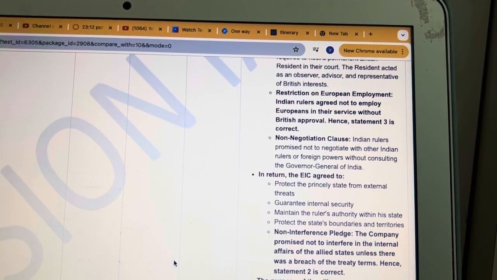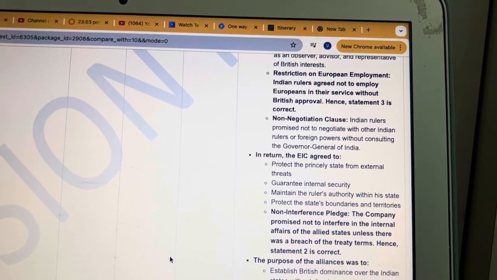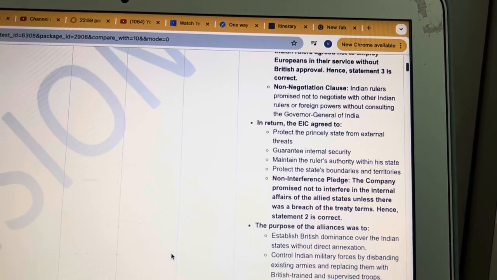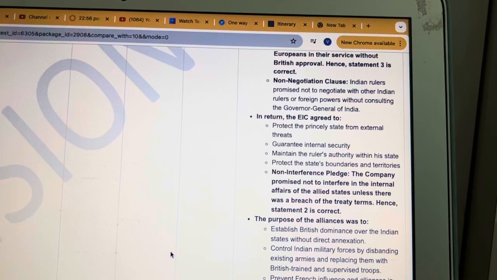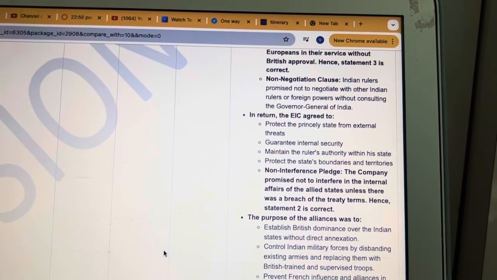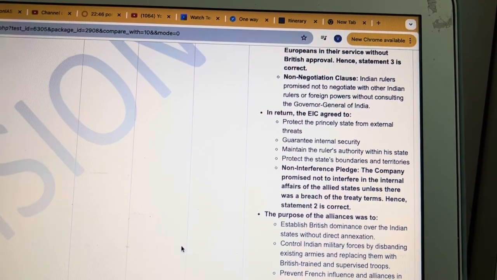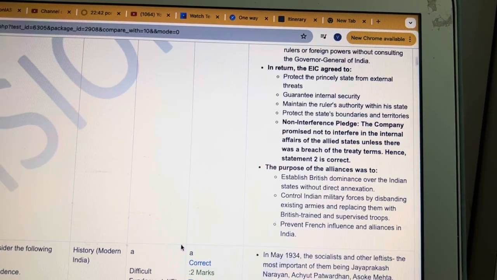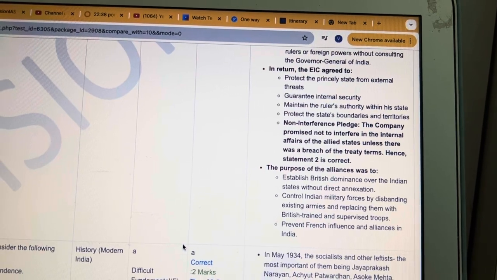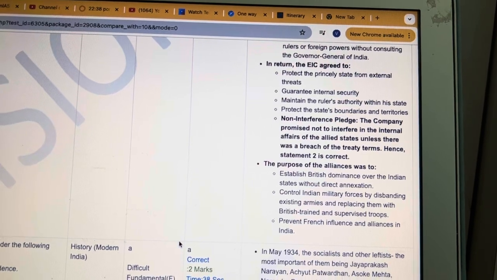Non-negotiation clause. Indian rulers promised not to negotiate with other Indian rulers or foreign powers without consulting the Governor General of India. In return, the Company agreed to protect the princely state from external threats, guarantee internal security, maintain the ruler's authority within his state, and protect the state's boundaries and territories. Non-interference pledge. The company promised not to interfere in the internal affairs of the allied states unless there was a breach of the treaty terms. Hence, statement 2 is correct.